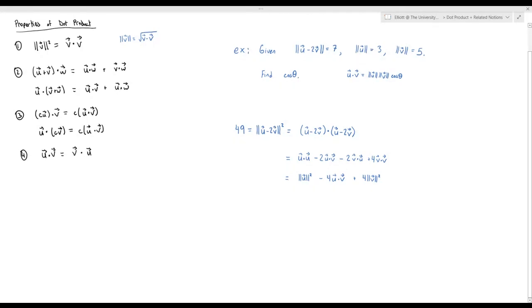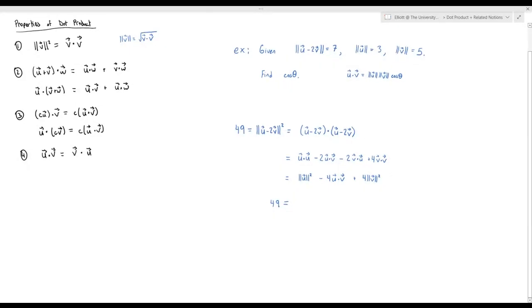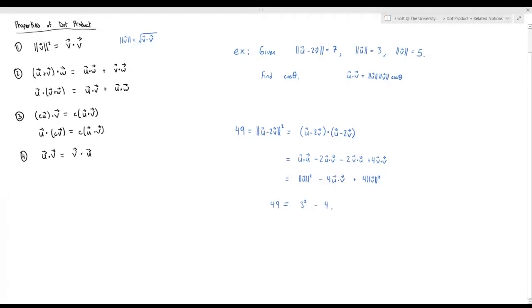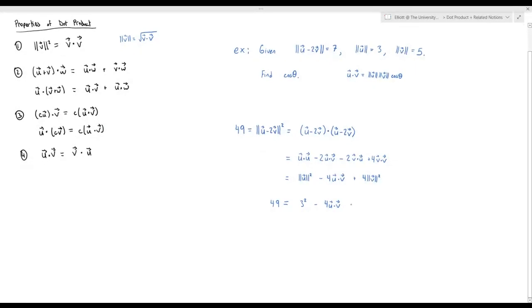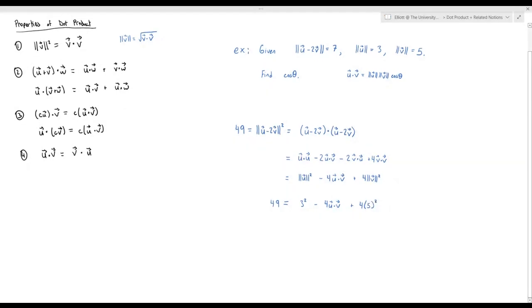All right, so we have this, and then we can plug in some numbers at this point. We still have that all of this is equal to 49, so just so we don't forget it, I'm going to carry that 49 down to here. Now we know the norm of u was 3, so this is 3 squared. We have minus 4 u dot v, and then this is 4 times the norm of v squared, and the norm of v was 5, so that's 5 squared.